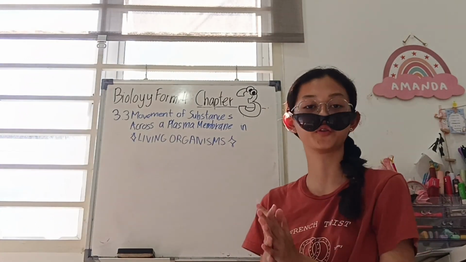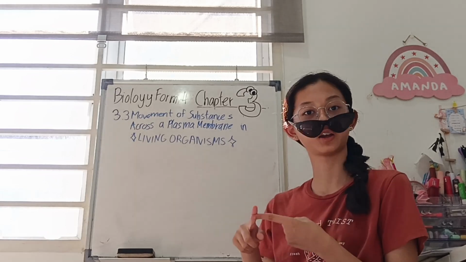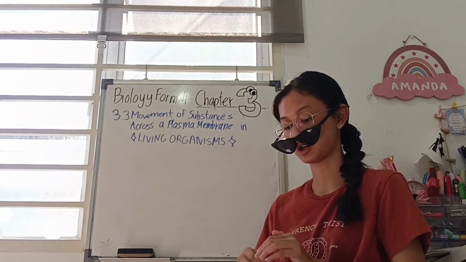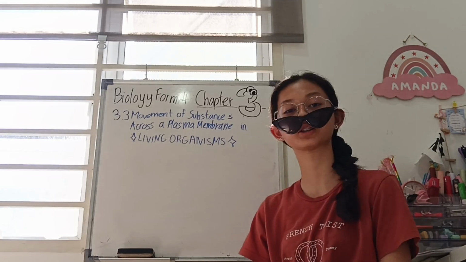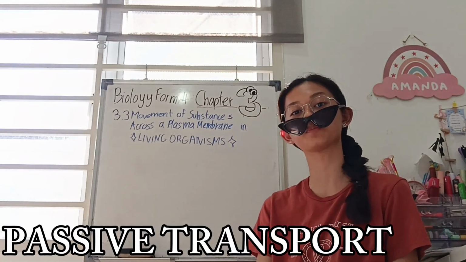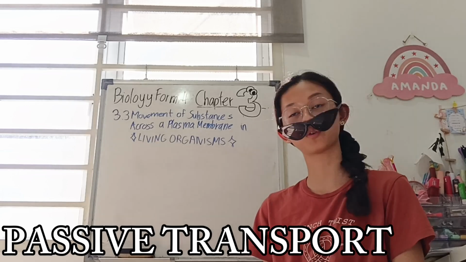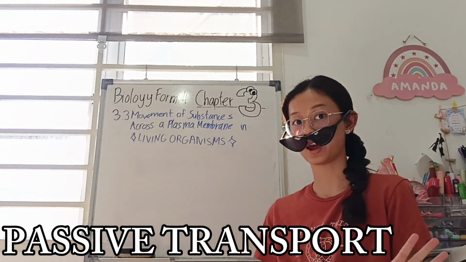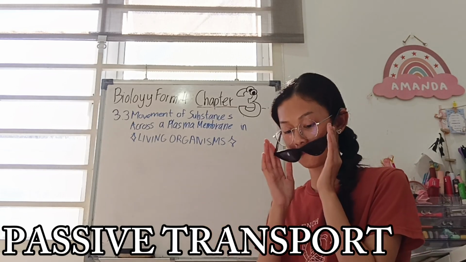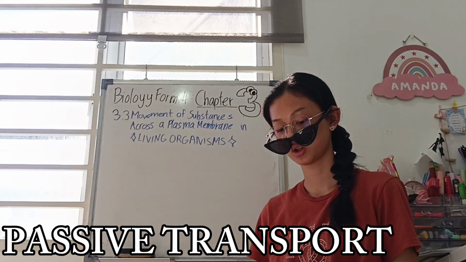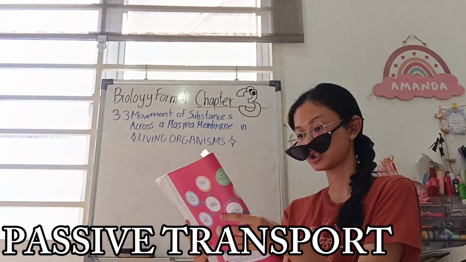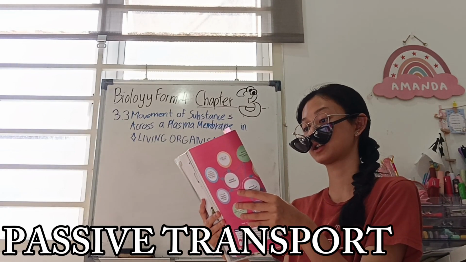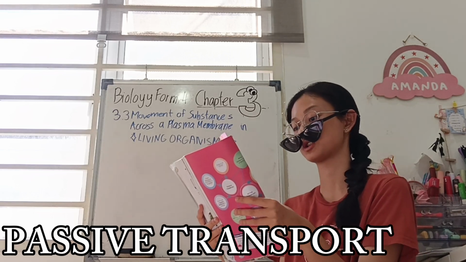Basically, examples of the transports, active and passive. I already taught that in the last video. So, examples of passive transport. Passive transport is transport of substances through the plasma membrane without energy, no ATP. First example, gaseous exchange between an alveolus and a blood capillary through simple diffusion.